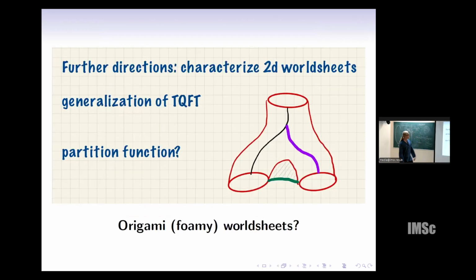Okay, so then maybe there are other generalizations. So maybe there is some Fermi worldsheet. Maybe there is some kind of connection to what people in loop quantum gravity study. They study spin foams, I think. Yeah, so maybe there is some connection.